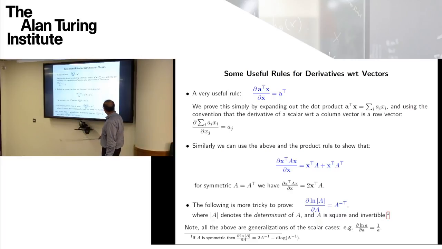And then this is slightly more tricky, but we'll occasionally need to use the derivative of the log of the determinant of a matrix with respect to the matrix, and that's A to the minus 1, inverse transpose. And that's just the generalization of the derivative of log A with respect to A is 1 over A. Well, the derivative of the log of the determinant of a matrix is the inverse of the matrix transpose. I'm not going to prove that, but it's just useful.